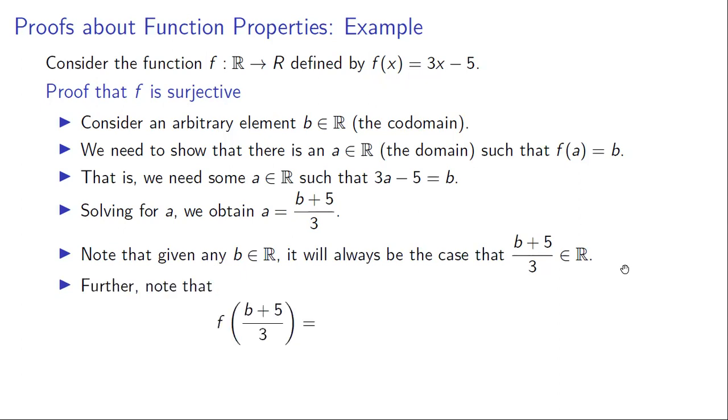And further, note that if we do f of this a that we found, f of (b plus 5) divided by 3, let's follow the definition of the function. It's 3 times the input minus 5. So that's 3 times this fraction minus 5. Well, the 3's cancel each other out, so we're left with b plus 5 minus 5, which is equal to b. So what did we get here? We found an input to the function that leads to the output of b.